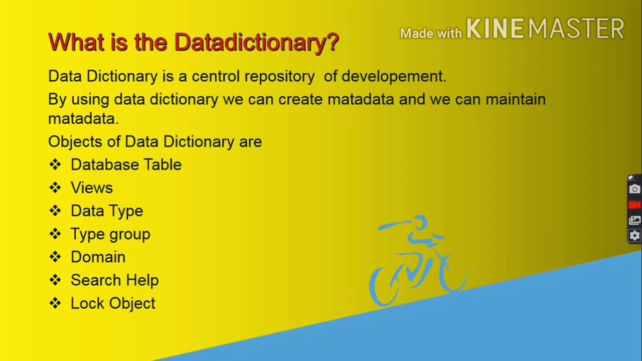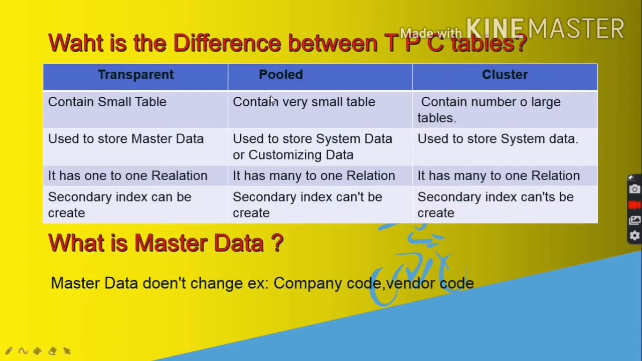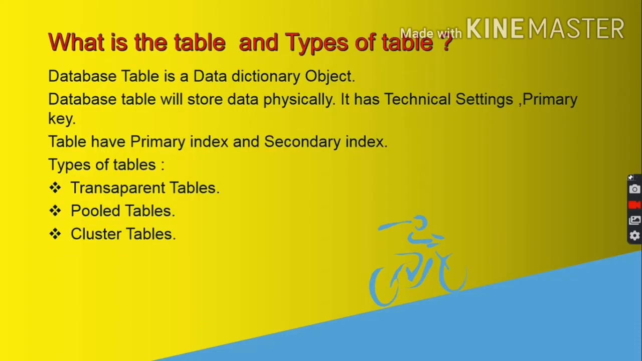Then the next question is, what is the table and types of table? A database table is one type of data dictionary object. By using a database table, we store the data physically. This database table has technical settings, a primary key and a secondary key. Database tables are classified into three types: transparent table, pool table, and cluster table.